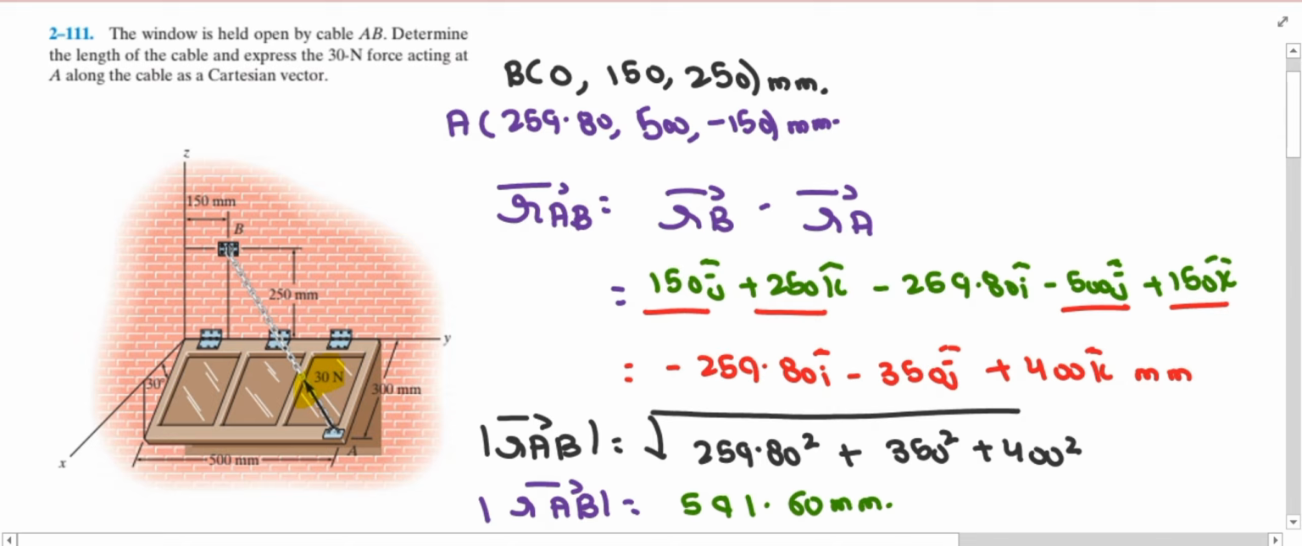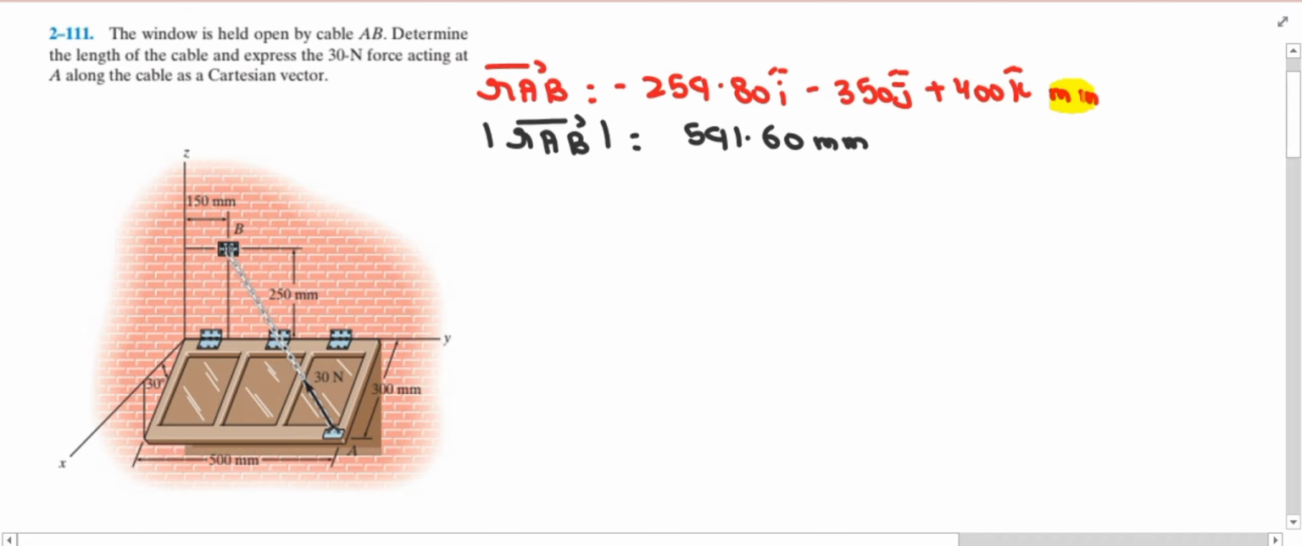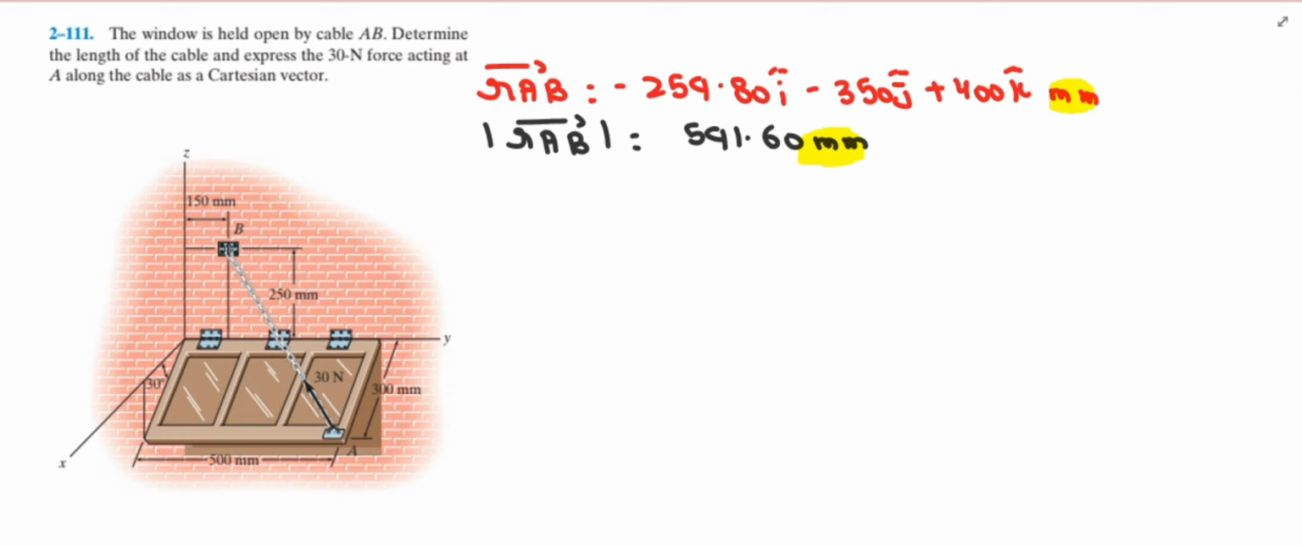Now we have successfully found the RAB position vector as well as its magnitude. So without any delay, let's move on to our final step, that is to represent the 30 Newton force as a Cartesian vector. So let's start. We convert the magnitude form of force into the Cartesian form. If you are wondering why I don't convert the millimeter into the meter, I will give you the answer later, not now.